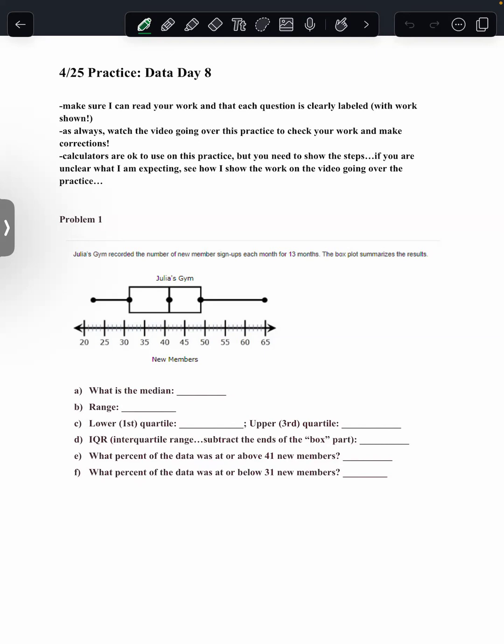Okay, so Julia's gym recorded the number of new signups each month for 13 months. A box plot summarizes the results. So let's just remember here on the box plot, the little line in the middle of the box is the median. Therefore, on this one, that is at 41. So the middle of the box is the median. Now, the range is from the lower extreme to the higher extreme, like from the top number to the bottom number. So that's 65 minus 22, right, which is 43.